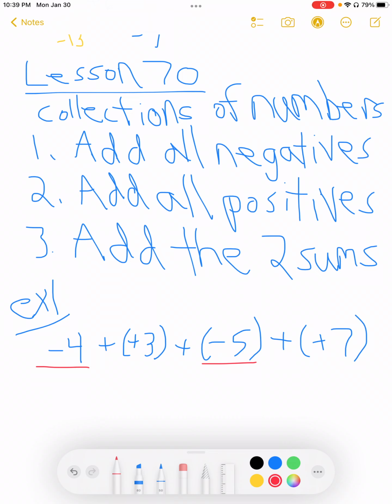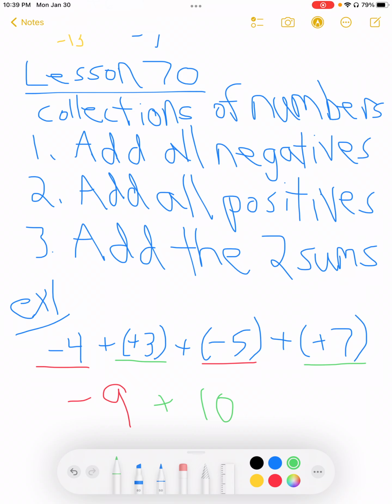There's two negatives, and then there's a positive, right? So let's do the green for the positive. If I add all the negatives, I have minus 4 and minus 5. If I add 5 and 4, it gives me 9, so that's minus 9, obviously. And then for my green, or my positive numbers, I have 3 and 7, that's 10. So I just say plus 10.